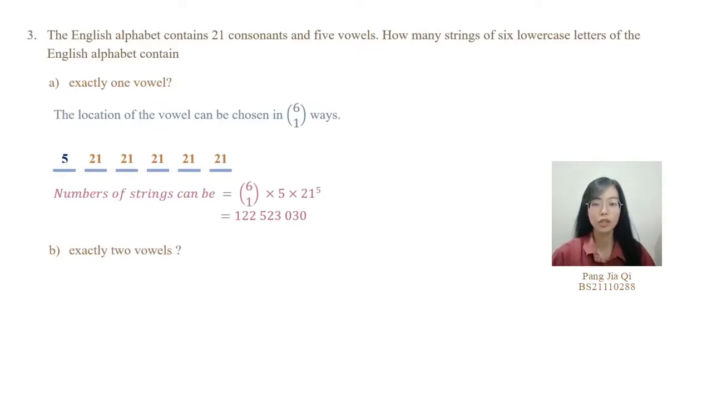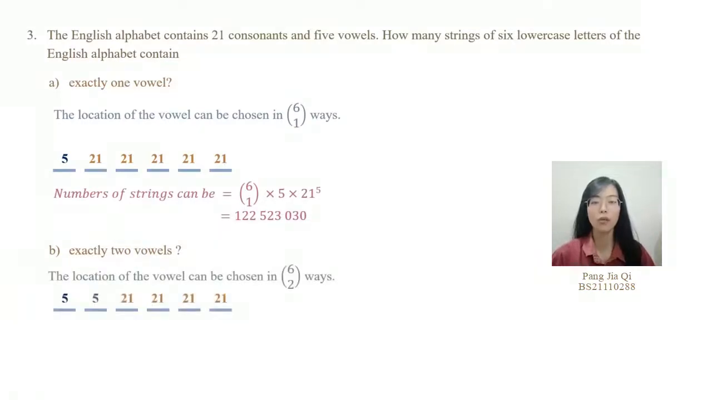122523030. The next question is exactly 2 vowels. The location of the vowels can be chosen in 6 choose 2 ways, so the number of strings will equal 6 choose 2 times 5 squared times 21 to the power of 4, which equals 72930375.